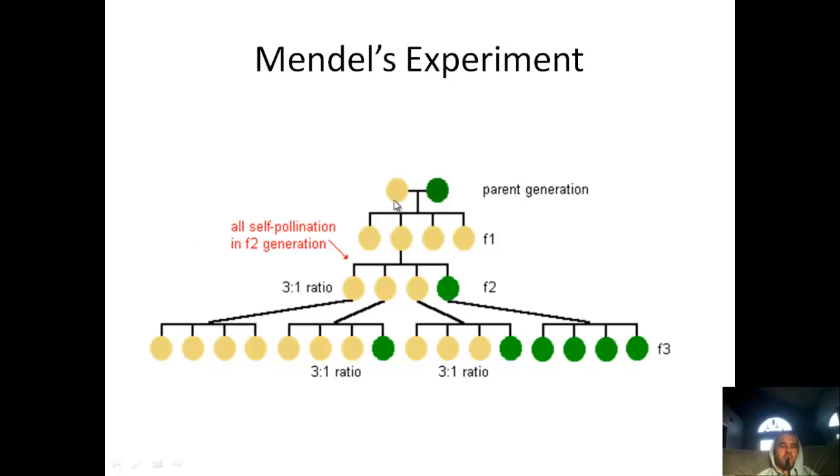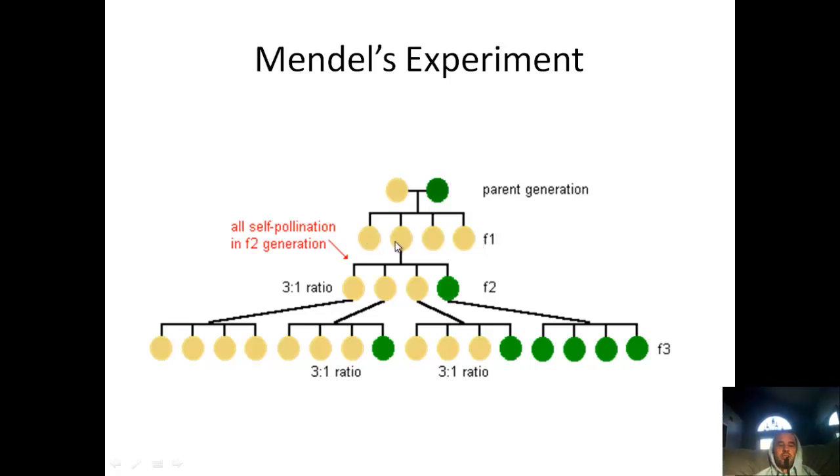So he crosses a yellow and green plant, and what he sees is that in all the offspring, 100% of the offspring, the green trait disappears, and the yellow trait is there. And at that point, he doesn't stop. He's still thinking to himself, where did the green trait go? Is it totally gone? Why did that trait disappear? So what he does next is pretty cool.